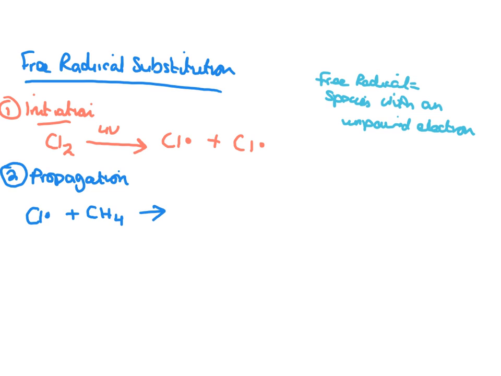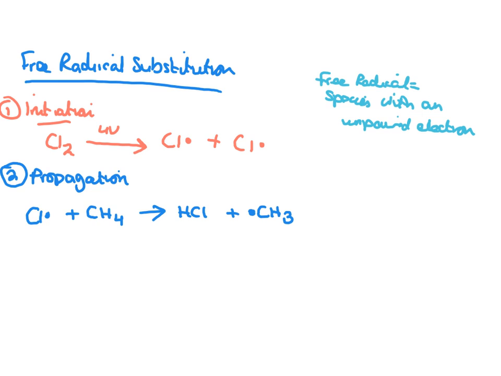And free radicals are highly reactive species, and what the radical will do, in order to stabilize itself, is going to take a hydrogen off this methane molecule. So now we're going to get HCl. That chlorine radical has stabilized, but now the methane molecule has become a methyl radical. And that's the first step of propagation.